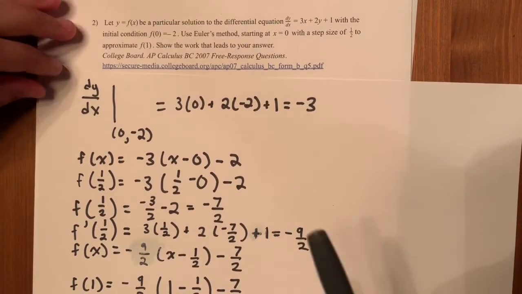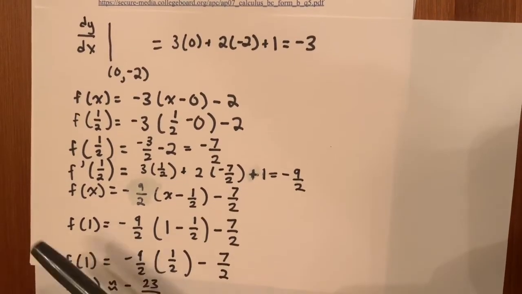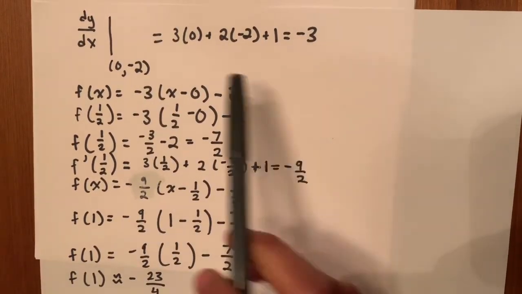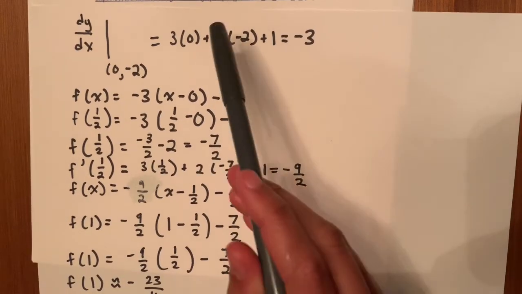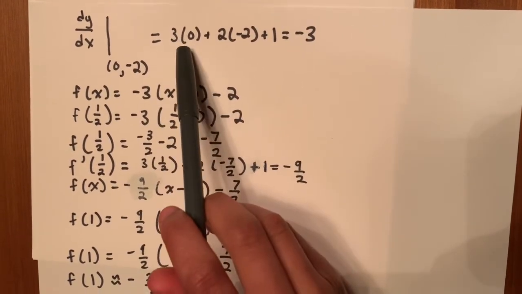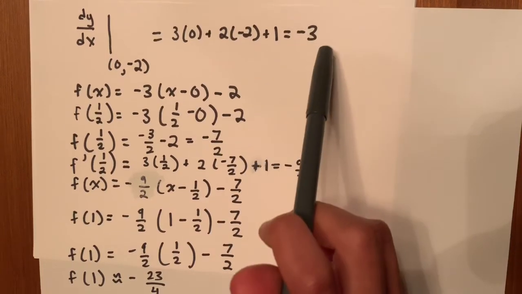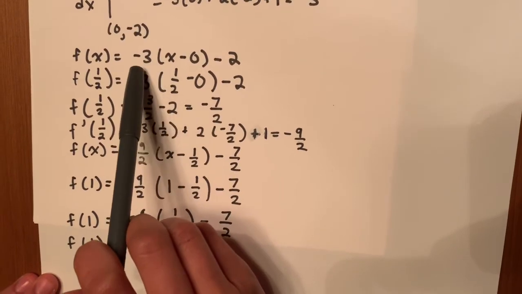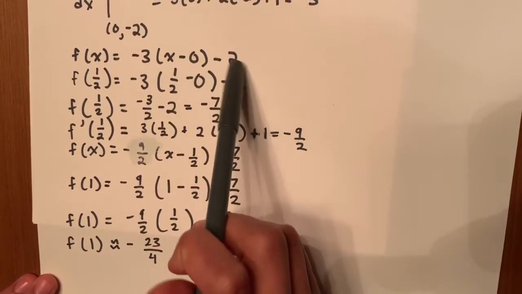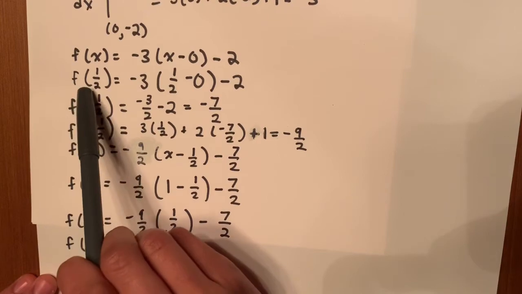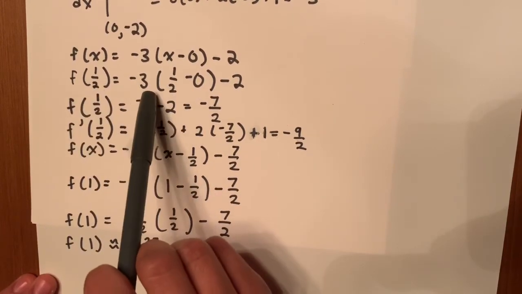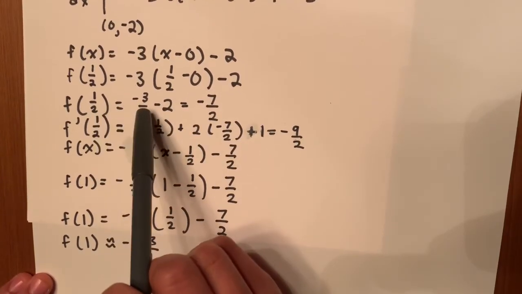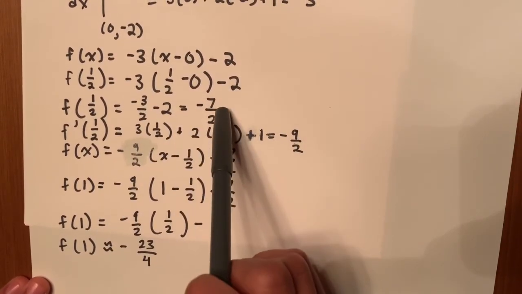So the first thing we need to do is calculate the derivative at the point 0, negative 2, which is our initial point, as the first part of our first step. So I'm just plugging it into that differential equation, 3x plus 2y plus 1, and I got negative 3. So now I have my equation in point slope form, so it's negative 3 times x minus 0 minus 2. So now I'm going to plug in 1/2 to this equation. So f of 1/2 is negative 3 times 1/2 minus 0 minus 2. So that's negative 3/2 minus 2, which is negative 7/2.